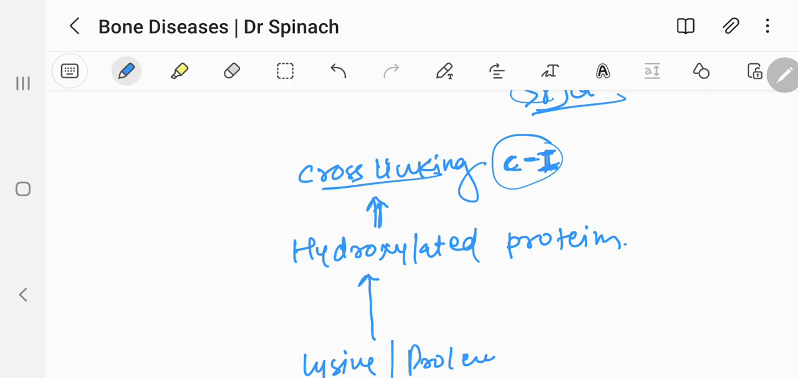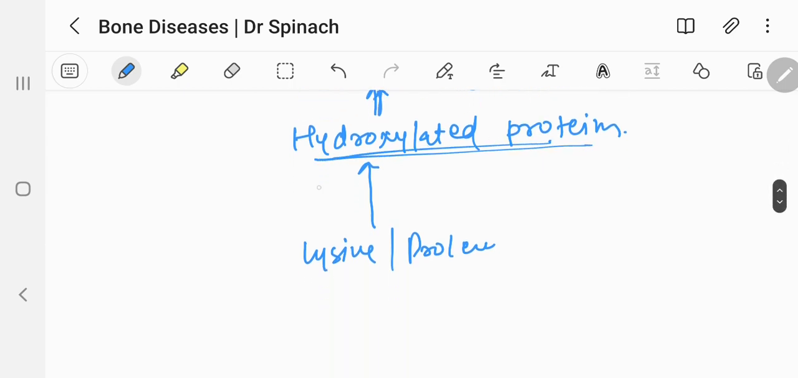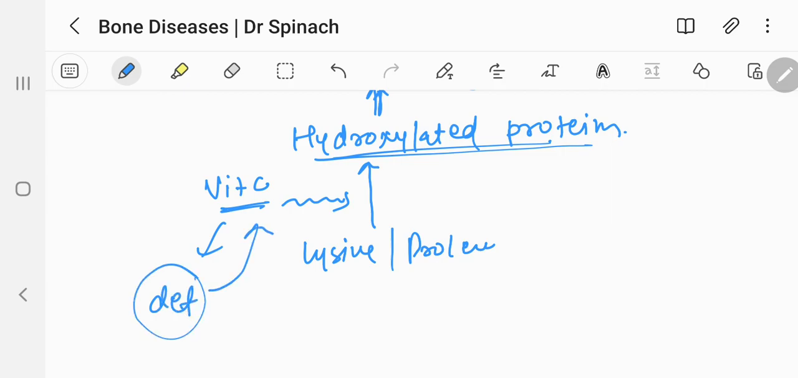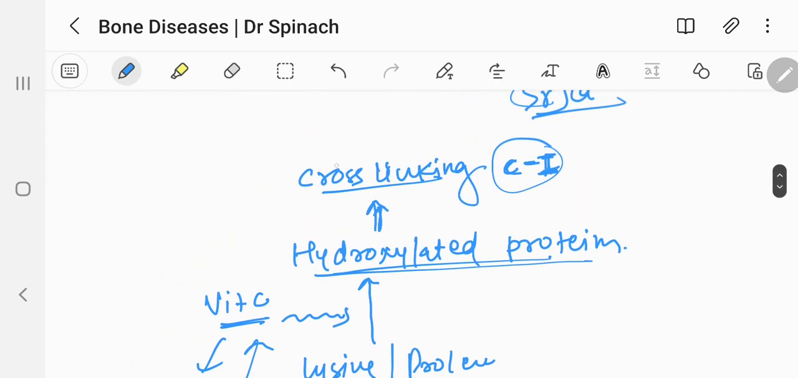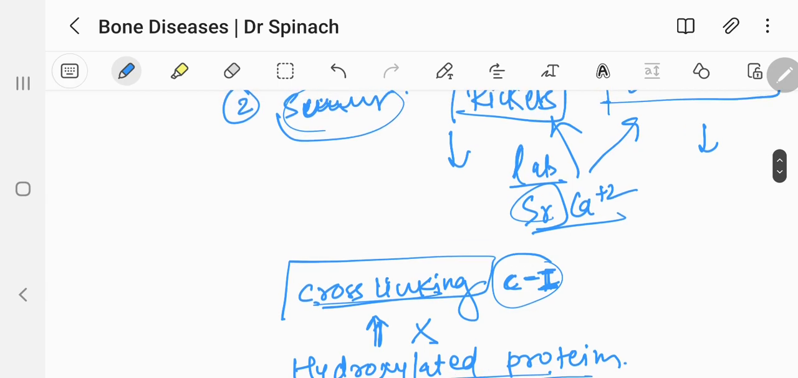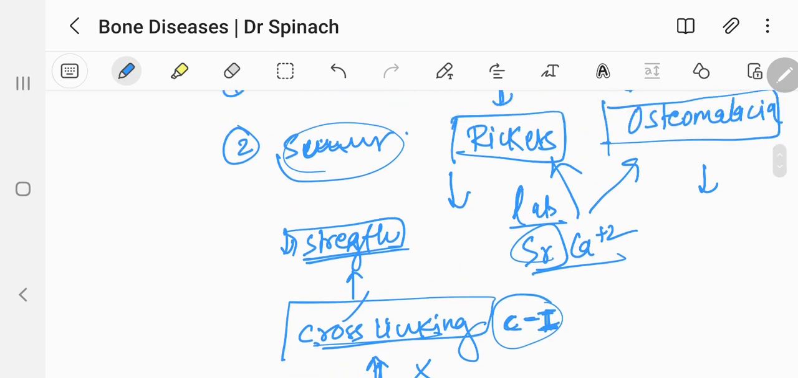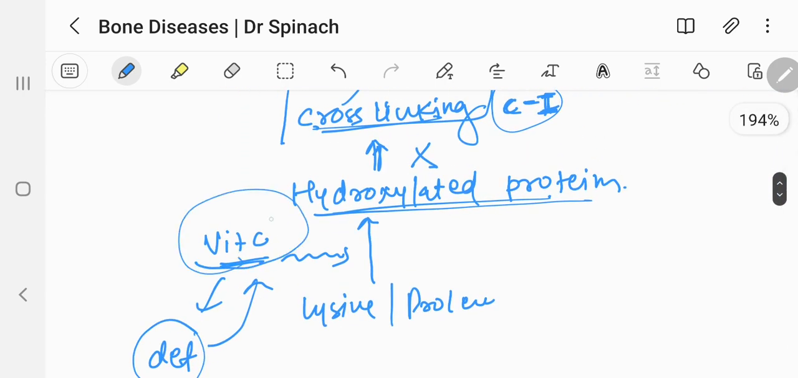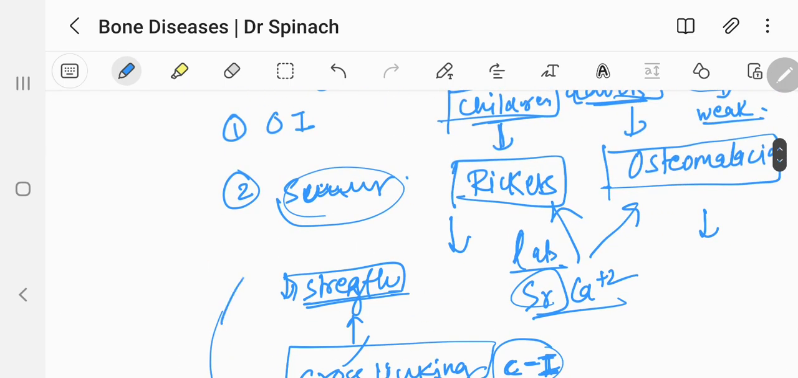So this cross-linking is actually provided by hydroxylated proteins, and this hydroxylation process needs vitamin C. Now if you have a deficiency in vitamin C, basically for nutritional reasons, this cross-linking of protein will not take place. When the collagen is not cross-linked, this will lead to a decrease in the strength of the bone that is formed. This deficiency of vitamin C is known as scurvy.